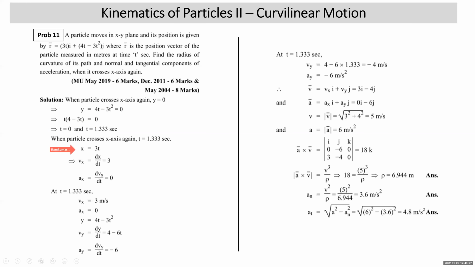x is 3t. vx is dx by dt. ax is dvx by dt. You get vx and ax. At t is equal to 1.33 seconds, you get vx as 3 and ax is 0.